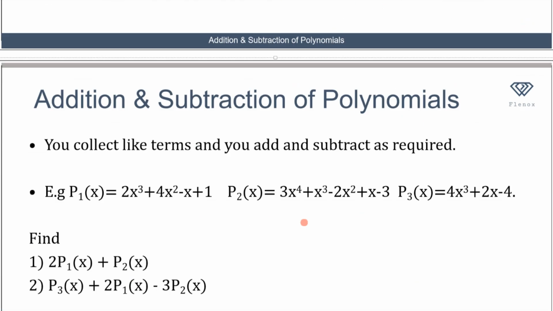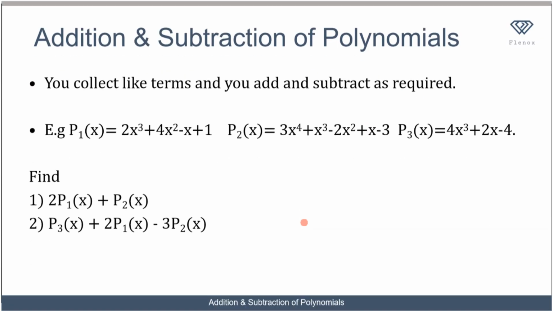So how do we add and subtract polynomials? It's very easy to do, and I want you to pay close attention. All you have to bear in mind is that you just collect like terms and you can add and subtract as required, straightforward. And by like terms, I mean terms that have the same degree of x, as you will come to see in these examples.